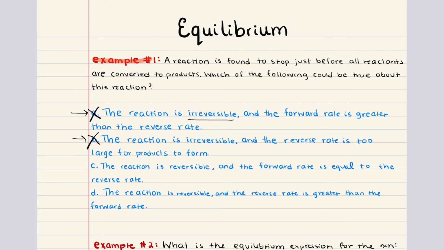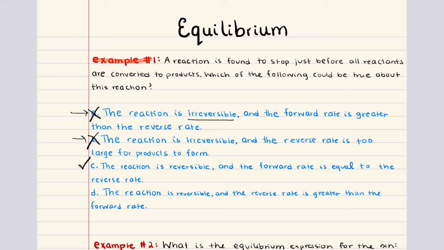Answer choice C says that the reaction is reversible and the forward rate is equal to the reverse rate. So in a reversible reaction, when the forward rate equals the reverse rate, the system reaches equilibrium. At equilibrium, the reaction does not proceed in either direction in a net sense, meaning that the concentration of reactants and products remain constant. This fits the description of the reaction stopping before all of the reactants are converted. So answer choice C makes a lot of sense. It could be the correct answer, but let's work through D as well.